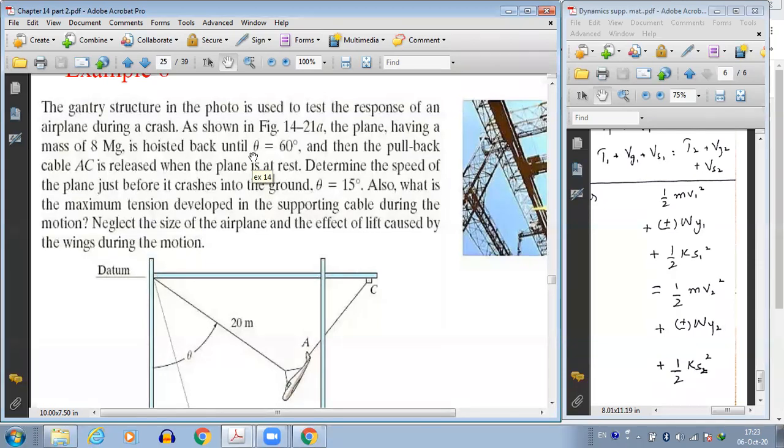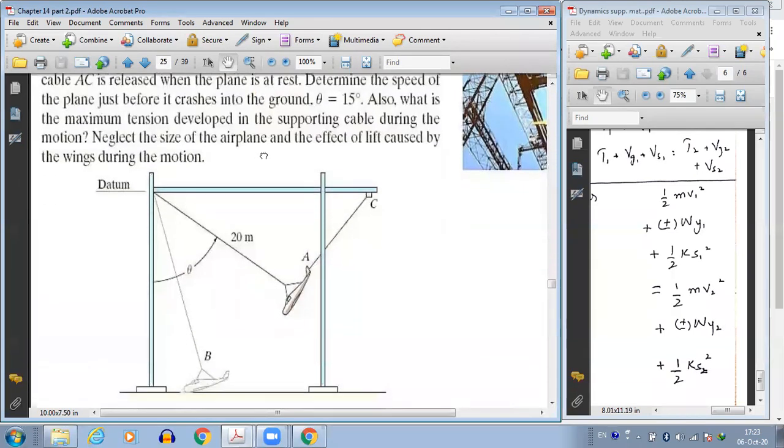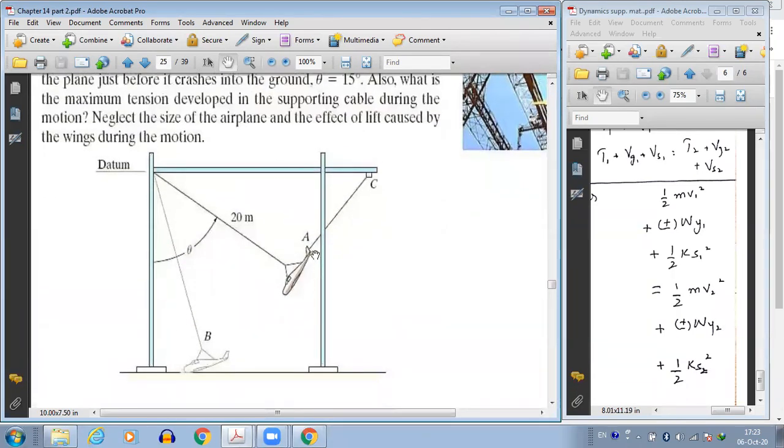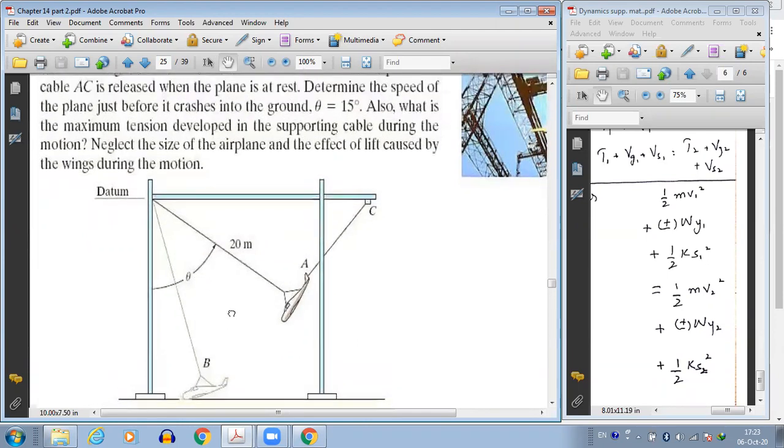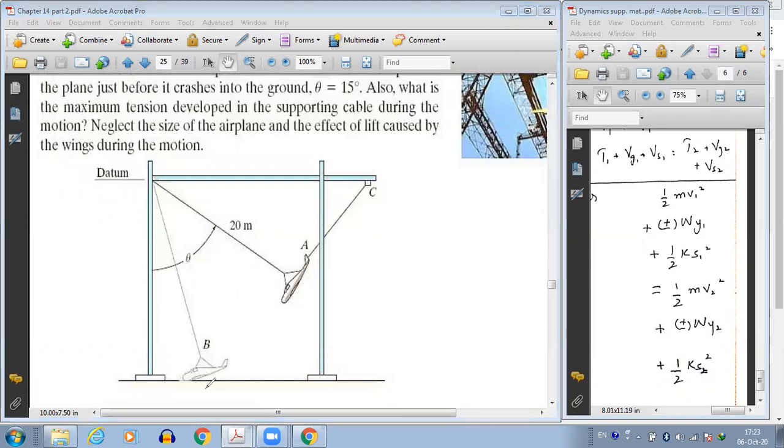So the question is that we have this structure, and this structure is designed to test the airplane crash. The initial position of the airplane when it was at rest is when theta is 60 degrees, and the airplane is going to crash when theta is 15 degrees. So we need to find the speed of the plane just before it crashes. What will be the speed of the plane when it crashes?